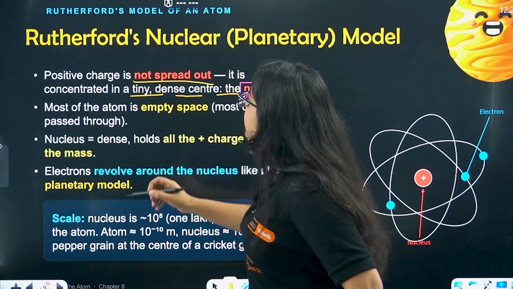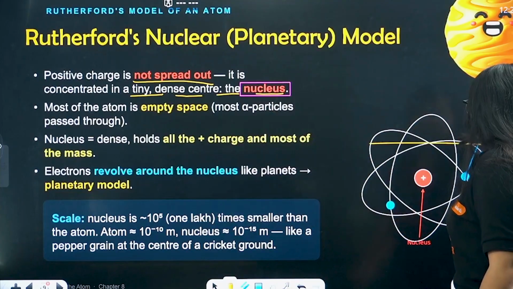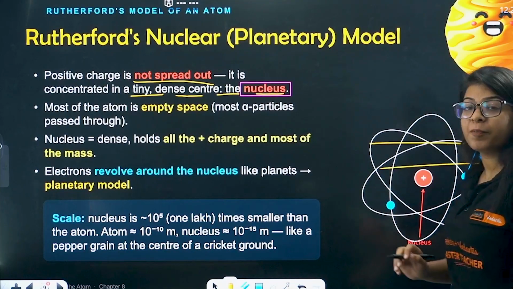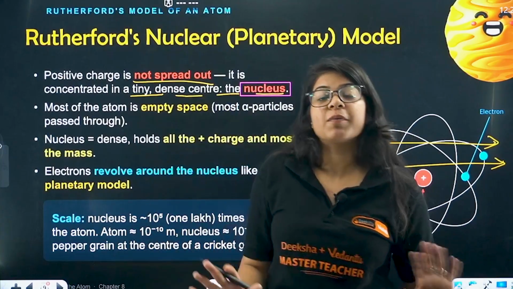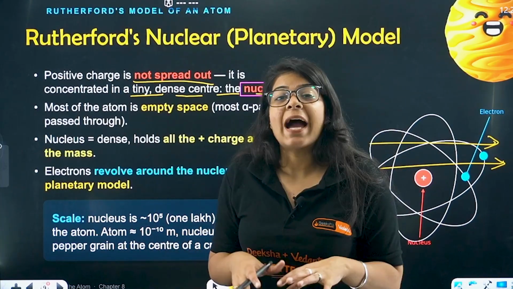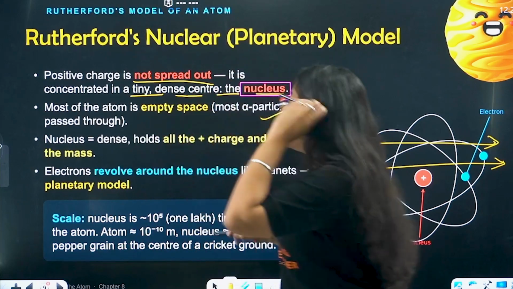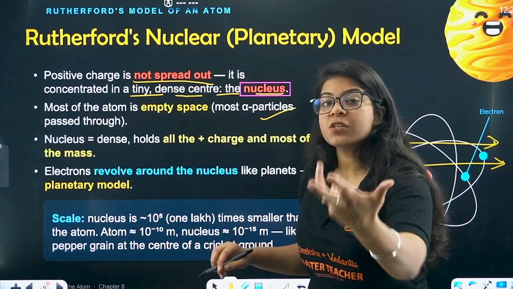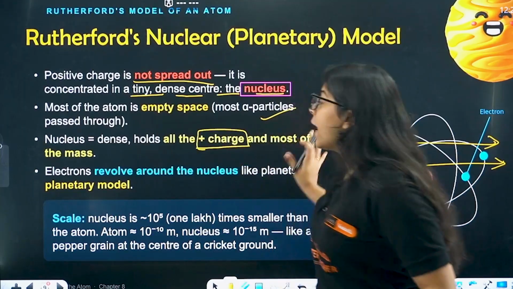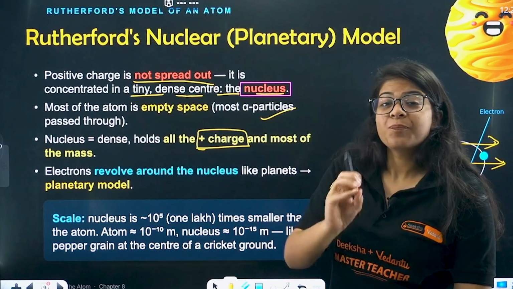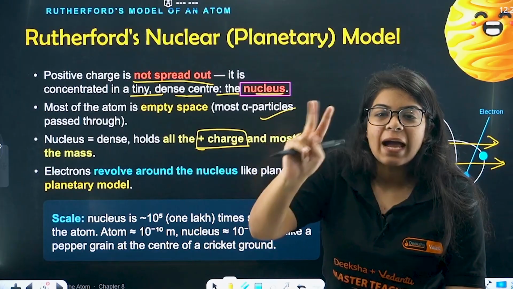Okay, and we studied that most of the atom is empty. Why? Because most of the alpha particles went straight. They did not interact with electrons or with the positive charge, because the maximum amount of the atom is empty space. So that was the second conclusion. Then we have the nucleus. What is the nucleus? It's very dense and holds all the positive charge and most of the mass. Nucleus holds most of the positive charge and mass in the atom, right?